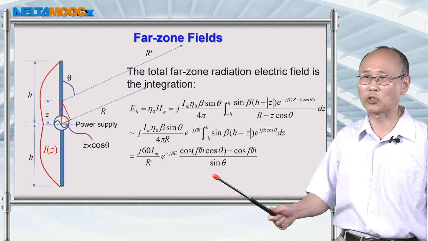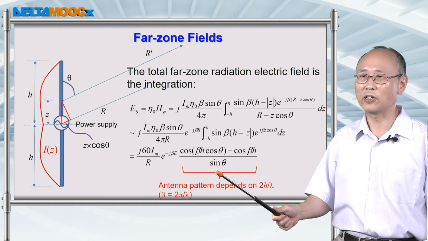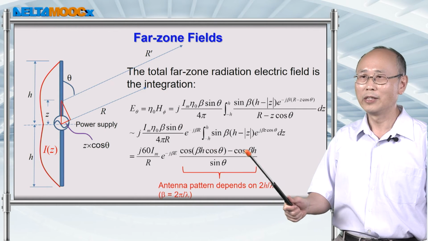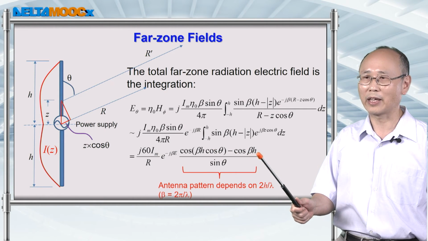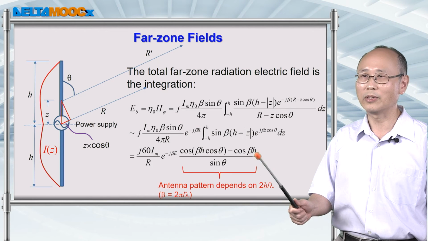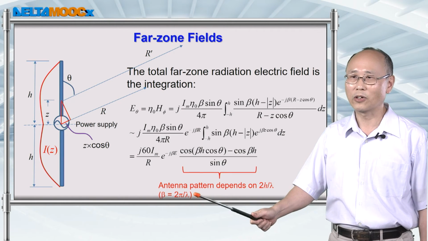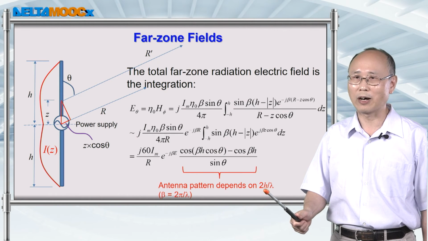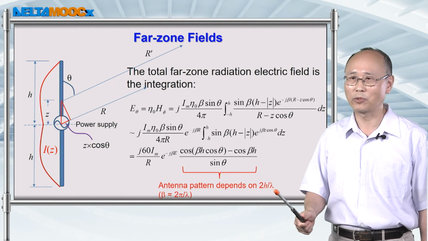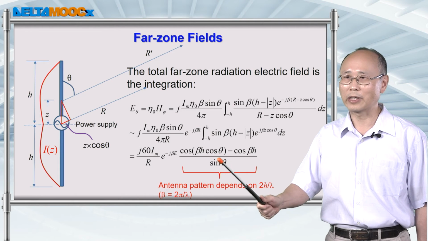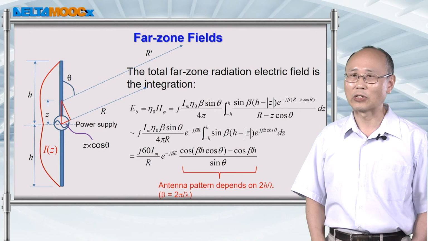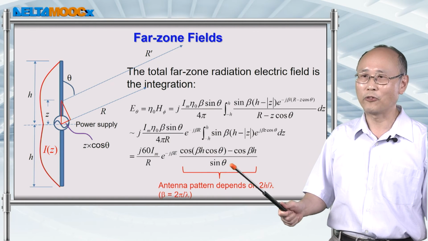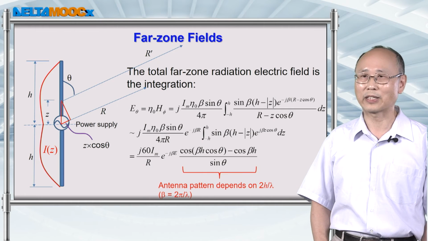So I want to draw your attention on this term. This term is quite important because it's a function of the angle and also the ratio of the antenna rod length to the wavelength. And this is called the antenna pattern, which depends on the ratio of the length of the antenna to the wavelength. And also it tells you the directional property of this antenna. So we're going to focus on this antenna pattern in the next session.